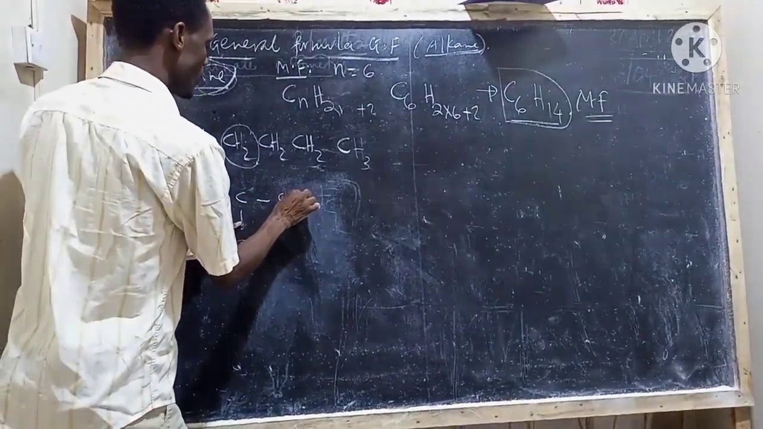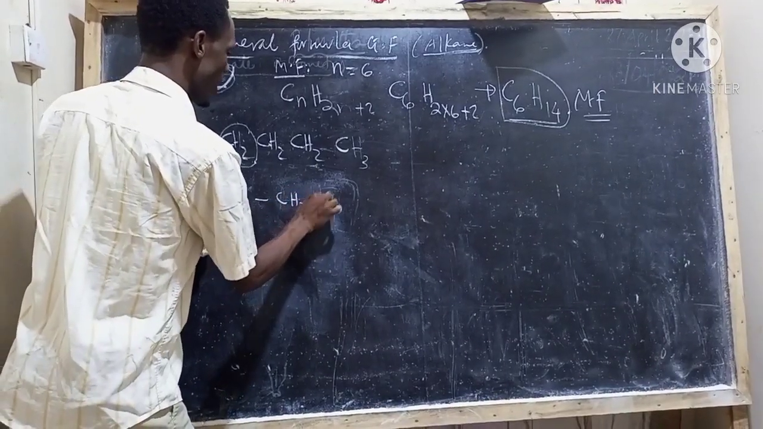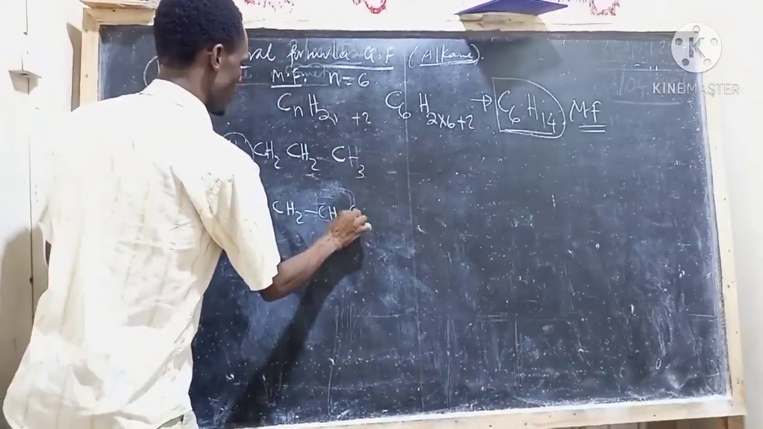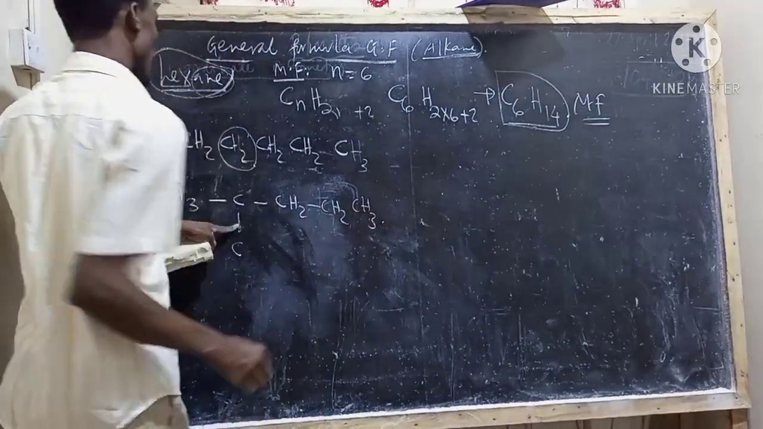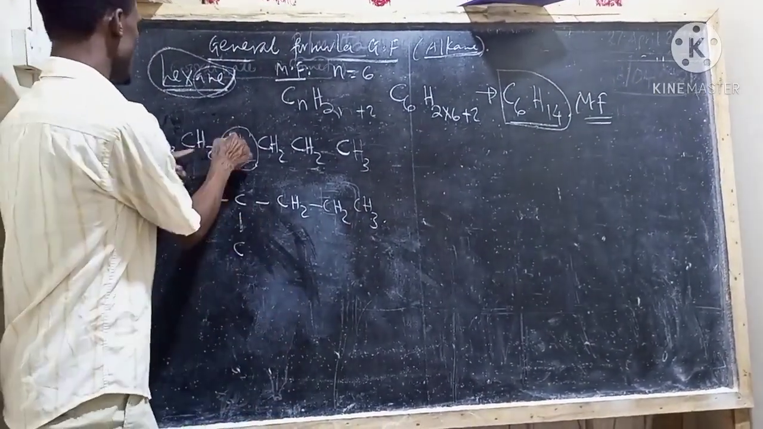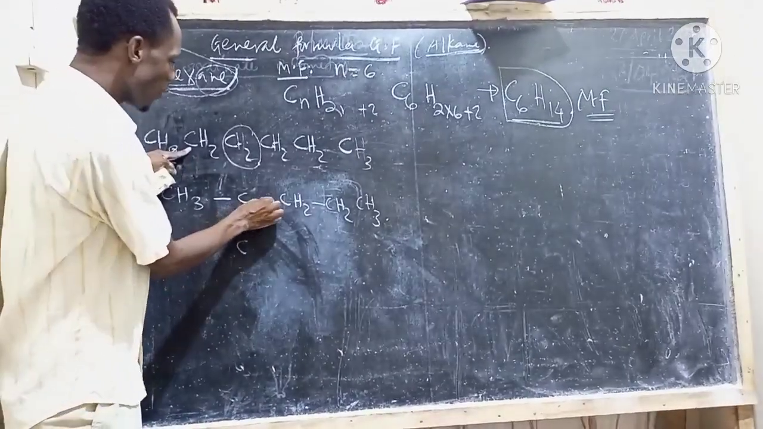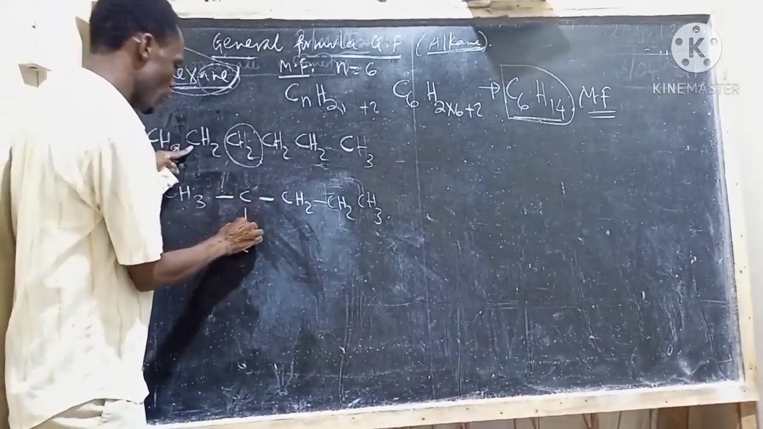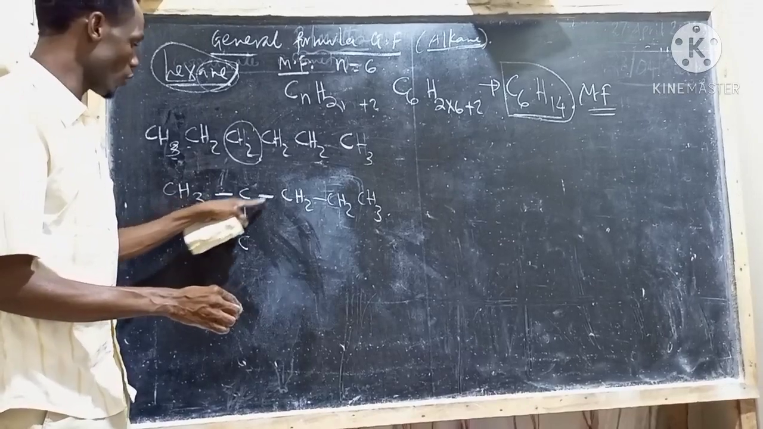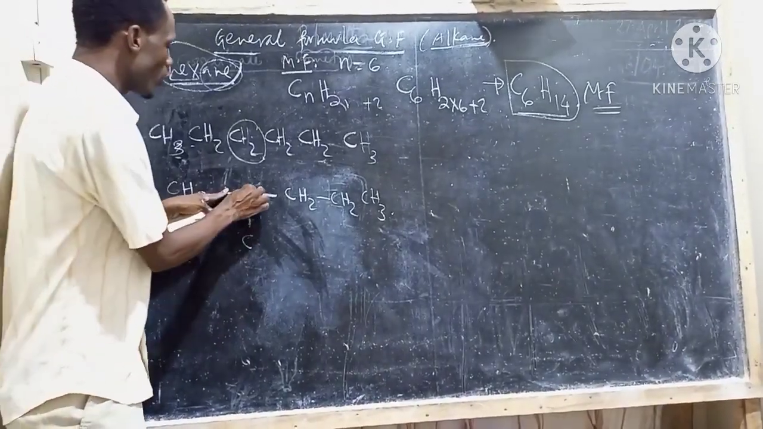C, then CH2, then here CH2, then here CH3. But the one that you have removed, you have taken to this one to make up the substituent. But now, the carbon is attached to three of them. Now, you cannot write here two.